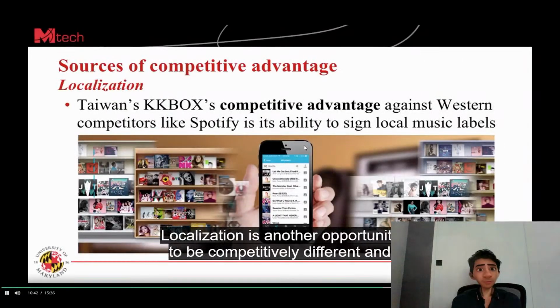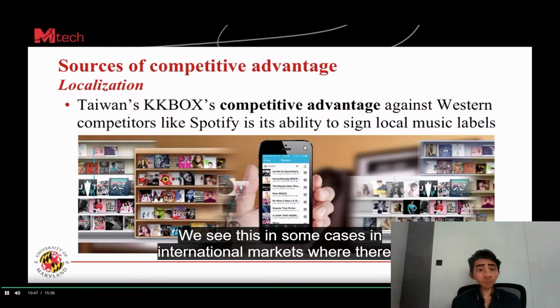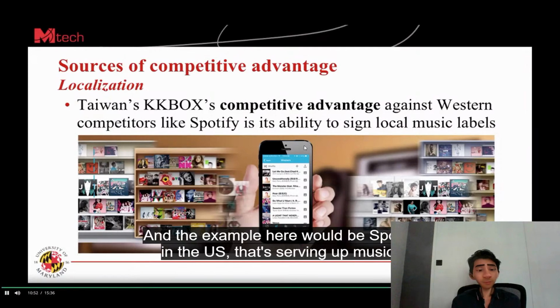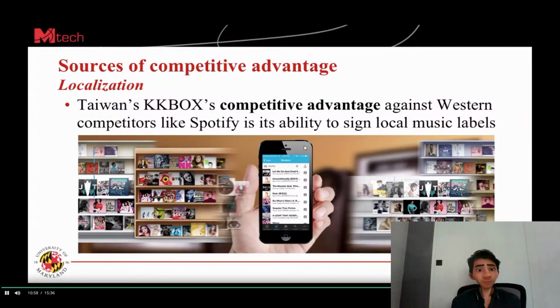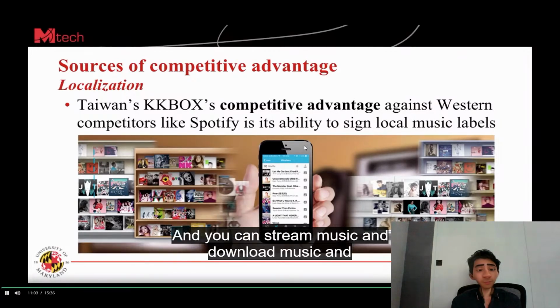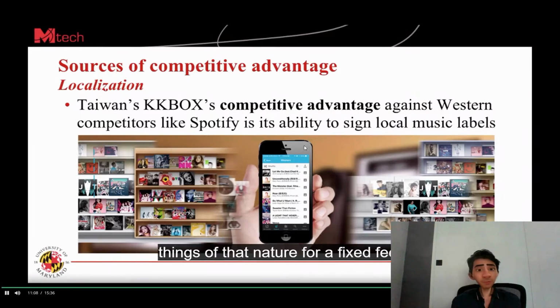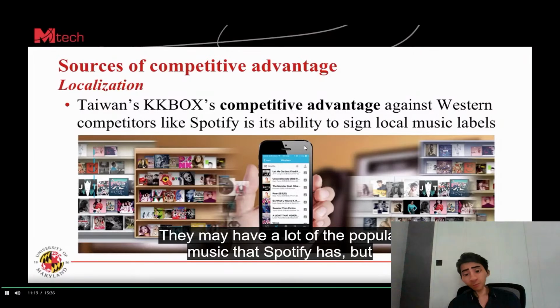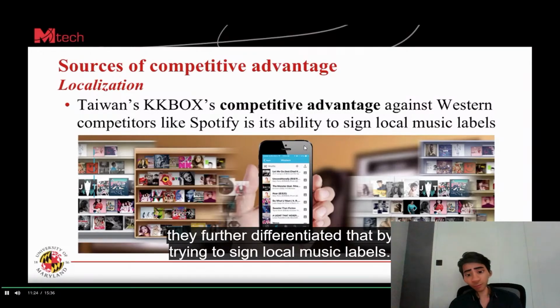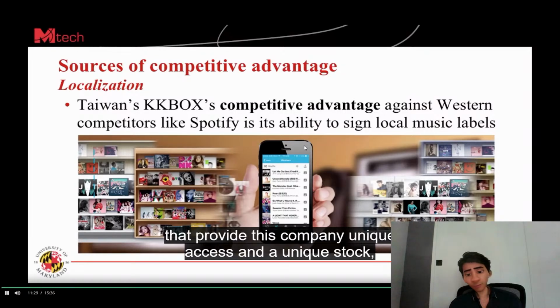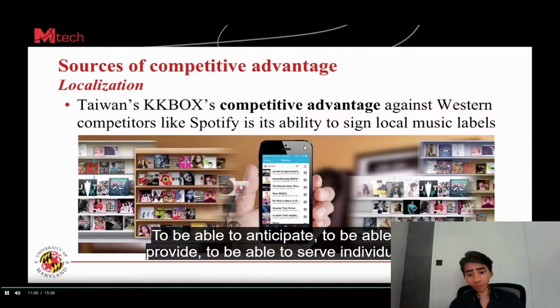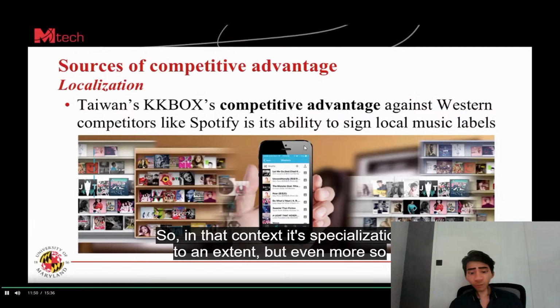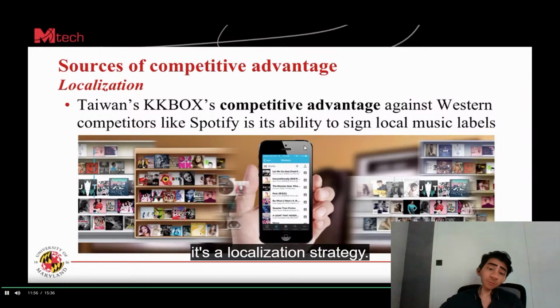Localization is another opportunity to be competitively different and to build that competitive advantage. We see this in some cases in international markets where there's a domestic product that's doing well, and the example here would be Spotify in the US, that's serving up music. An all-you-can-eat model is fixed dollar value you pay per month, and you can stream music and download music and things of that nature for a fixed fee. Well, what we've seen abroad in Taiwan is a competitor in KKBox that has differentiated from Spotify. They may have a lot of the popular music that Spotify has, but they further differentiated that by trying to sign local music labels and entering some agreements and some exclusivity agreements that provide this company unique access and a unique stock, a unique catalog of content and music for their local market to be able to anticipate, to be able to provide, to be able to serve individuals in their home country in a bigger and better way than a Spotify could. So in that context, it's specialization to an extent, but even more so, it's a localization strategy.